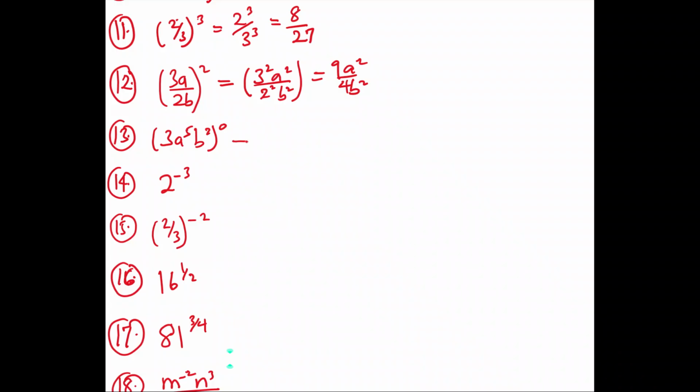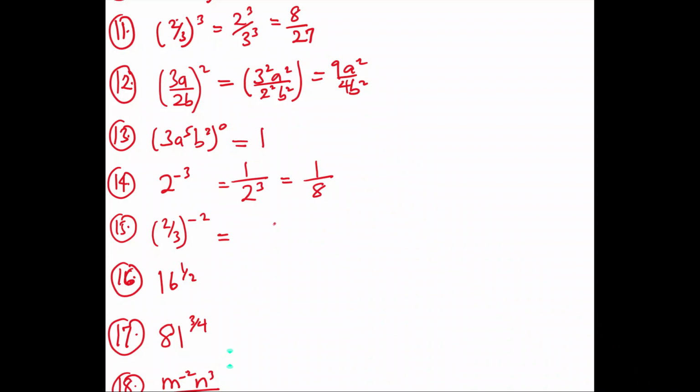So number 13 is an example of the zero index law. Like I said, anything all raised to power 0 will be 1. So that answer will be 1 on this one. That one is easy. So now number 14, we have 2 raised to power minus 3. This is a negative index law. So this one we can just do 1 over 2 raised to power 3. Okay, and that will be 1 over 8.